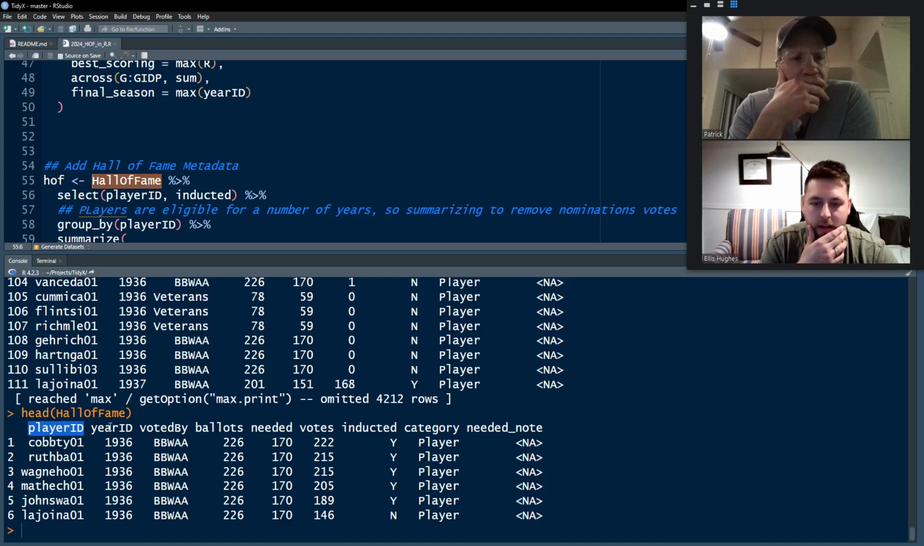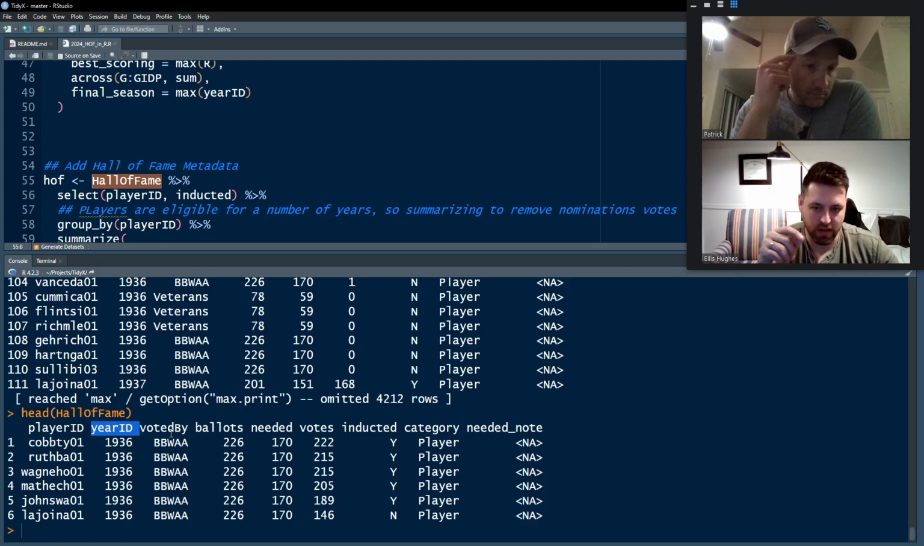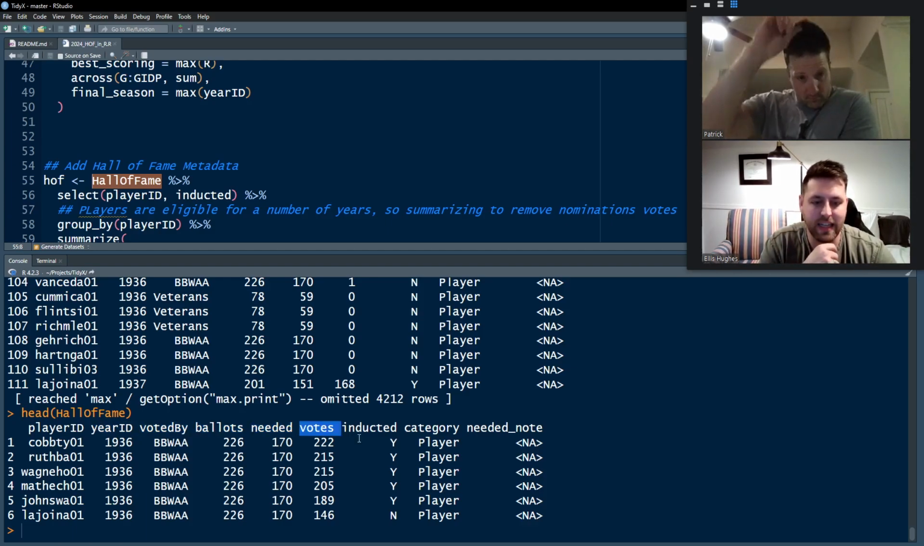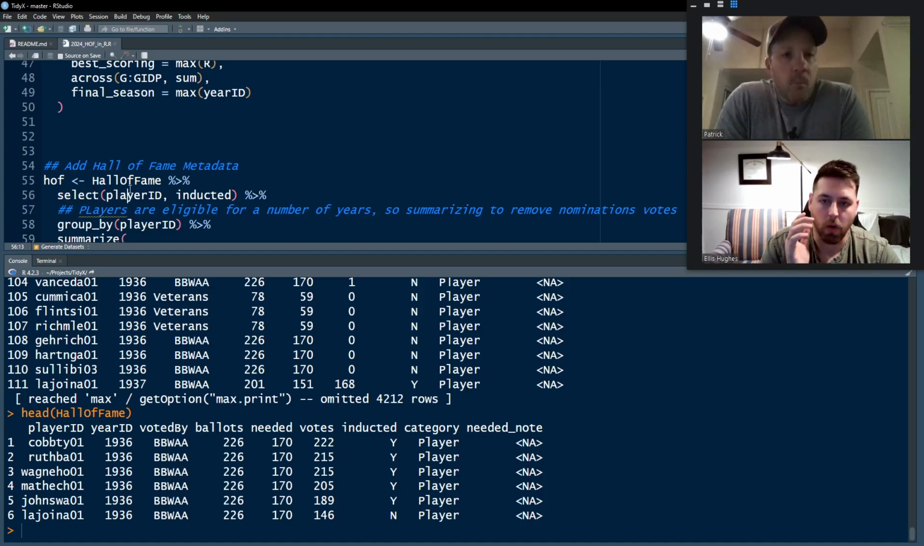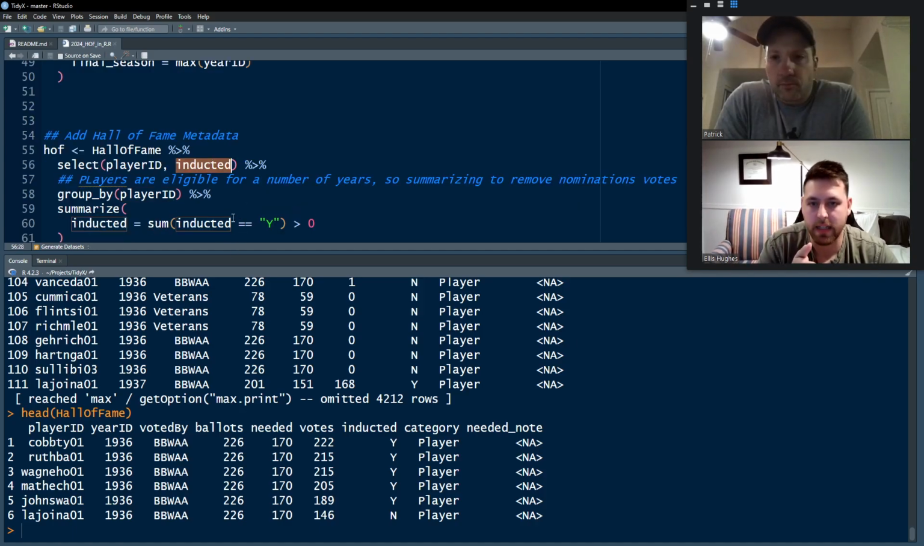So we've got the player, the year that they were voted on, who voted for them, the number of ballots, the number that they needed, the number of votes that they got, whether they were inducted or not, and then some other metadata about it. But for our analysis, all we care about is the player and were they inducted, yes or no. So we're going to select only the columns player ID and inducted.